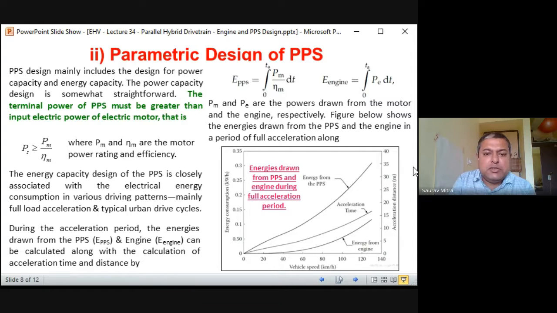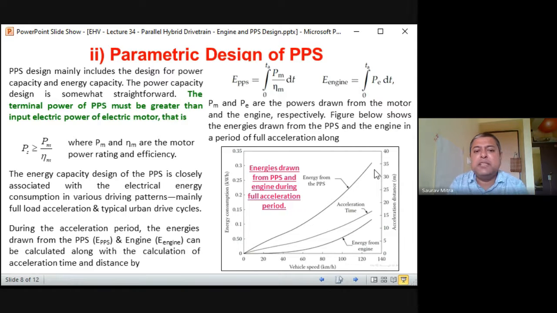along with the path. Here the x-axis is the vehicle speed, which can go maximum up to 140 kilometer per hour. The y-axis is energy consumption in kilowatt hour. You are finding that higher energy is being consumed from the PPS whenever there is a gradability, and energy from the engine is less. The engine is producing less energy, or base energy, but higher energy is being taken from the PPS.